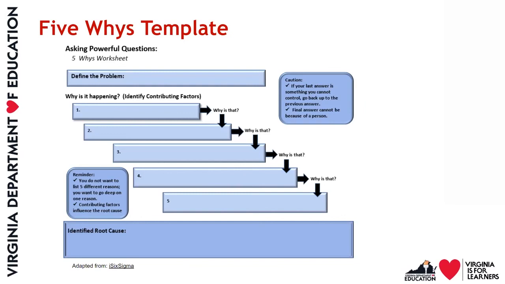So you go back to this 5 whys template, and you define your problem, and you begin to ask, why is it happening? And why is that happening? And why is that happening? And this is a good process to do on a fairly routine basis with your CSIP team to really figure out and plan how to improve. So keep that in mind.